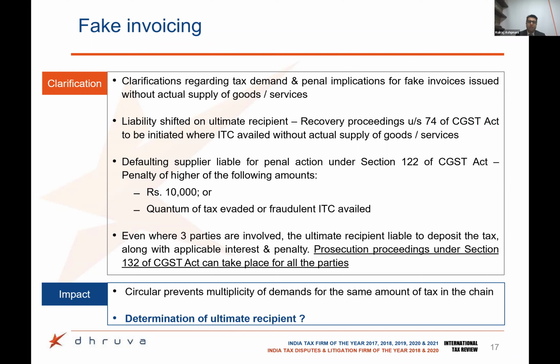So ultimately, it will be the ultimate recipient. The question, however, still remains: how will the ultimate recipient be determined in the entire chain? Whether the department will have any owners to go to the ultimate recipient, or they will find any person who is in the chain to be the recipient of that transaction. So those debates will continue, but still the circular is helpful to the assessee who gets caught in the web without being actually involved in these transactions.